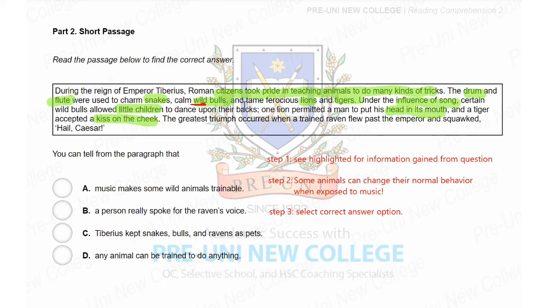And even though we're given a wide variety of animals in this passage, we don't know if that's true for every single animal on planet Earth, and there are quite a lot of animals, so they probably aren't going to have the exact same behaviors to music, and we don't know that from the question since we're only given 5 different examples. So the only logical conclusion that we could make was answer option A, that some wild animals are trainable when they listen to music.